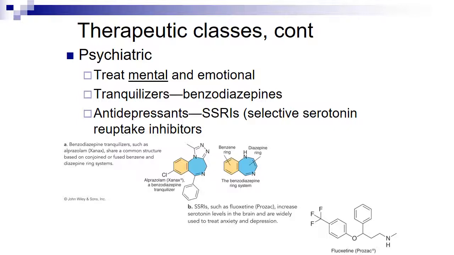So what we want to do is enhance the mood for the depressed. Serotonin is in your brain, and we want to allow the serotonin to continue circulating in the brain. So that's what the antidepressant is going to do. We want to increase serotonin levels to help treat that anxiety and depression.